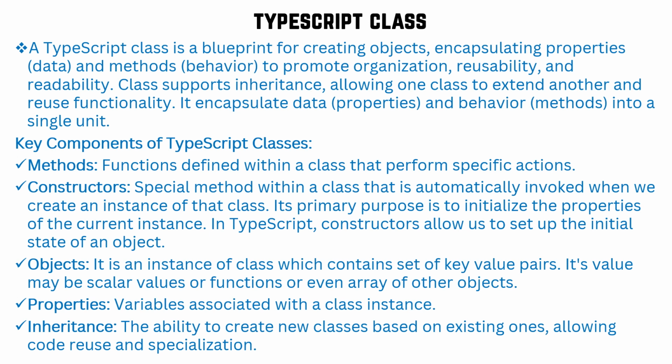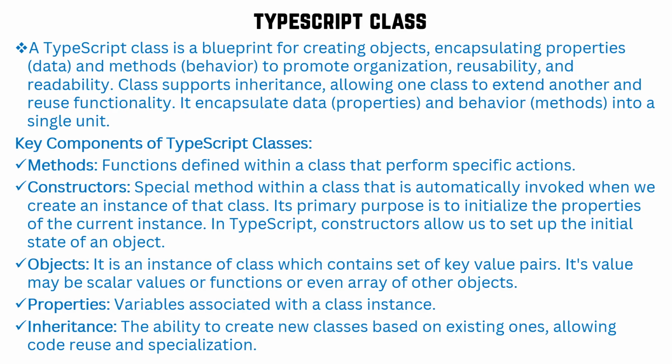So a TypeScript class is nothing but a blueprint for creating the object, encapsulating properties. Property is nothing but the data, and data is nothing but the variable, and methods, right? Method is nothing but the behavior, to promote organization, reusability, and readability. Class supports inheritance, allowing one class to extend another and reuse the functionality. It encapsulates data or properties and behavior or methods into a single unit that is called a class.